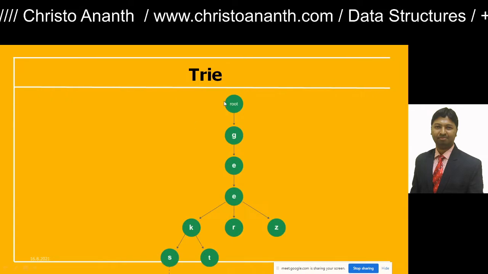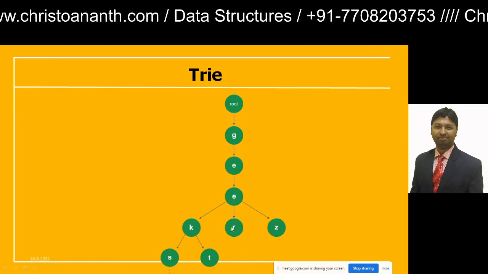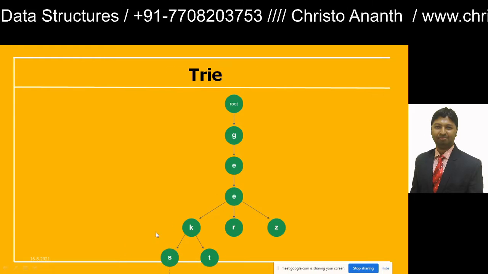So this is the thing. From the root, we have G, E, E, and within E we have K, R, and Z. Within K we have S, T, and within S it goes on.